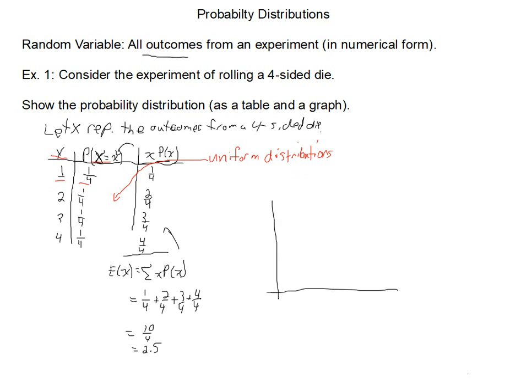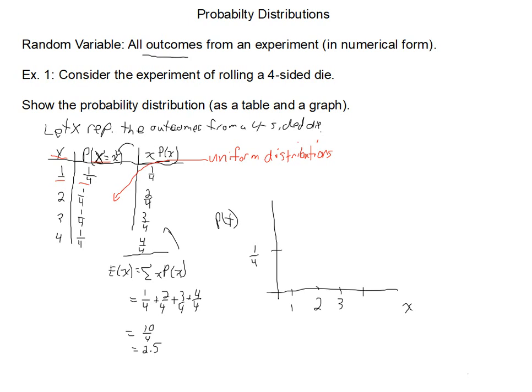So for our graph, we are going to have the x values along the horizontal axis and the probabilities of x along the vertical axis. So our probabilities here were all exactly the same. They were 1/4 or 25%. So I'm just going to put that here. And our possible outcomes were a 1, a 2, a 3, and a 4.